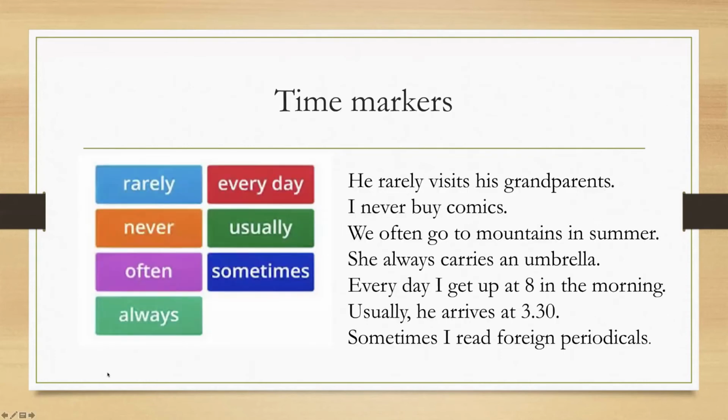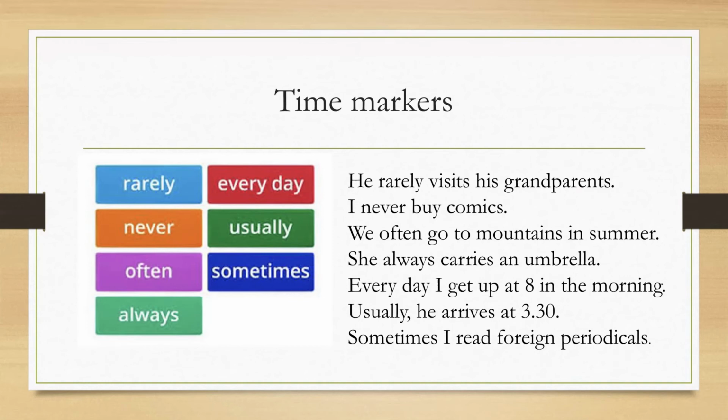Now, time markers or time expressions that we use in the present simple tense. These are words that help us to recognize what kind of tense it is. For example, rarely, every day, usually, sometimes, always, never, often, every morning, every evening, every weekend. These kinds of time expressions we use in present simple.